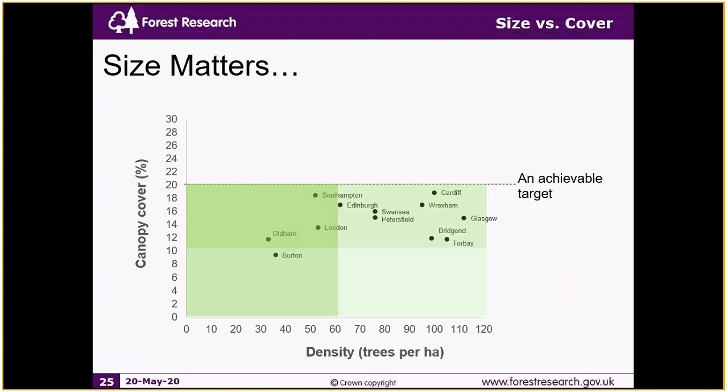We can think of this also in terms of the canopy cover that's achieved versus the density of trees across our location. As you can imagine, if you've got high canopy cover but also a very high density of trees, then it's an indication that many of those trees are within the smallest size category. And ideally, of course, you want to be in this top left-hand section of the graph here, which only Southampton, London and Oldham managed to achieve.